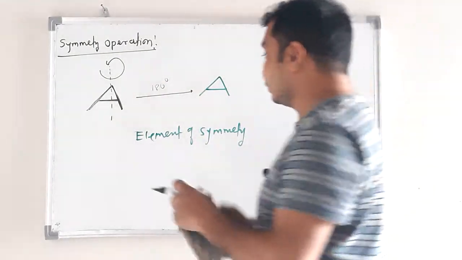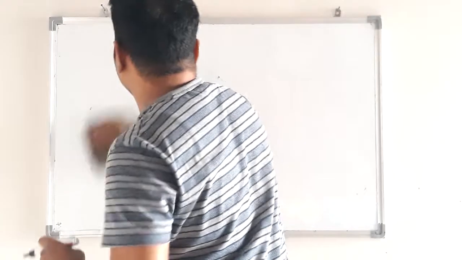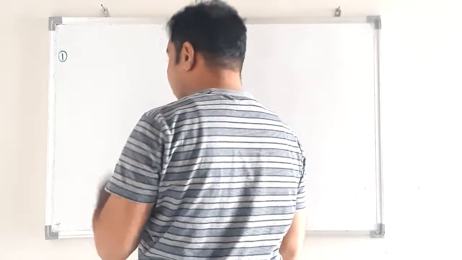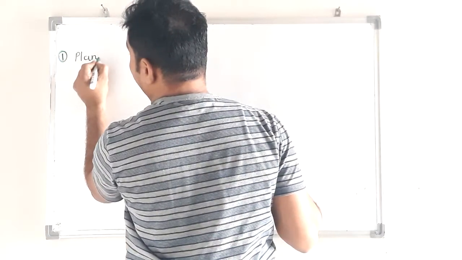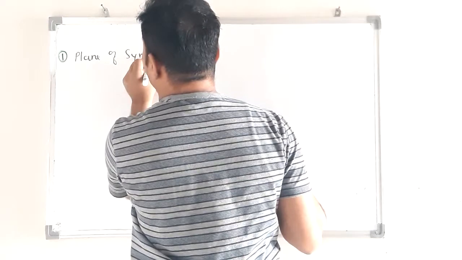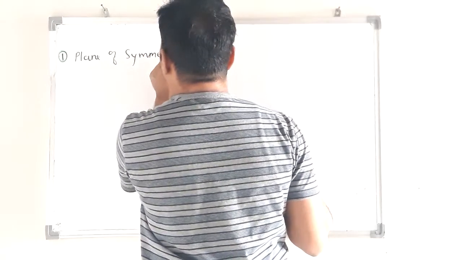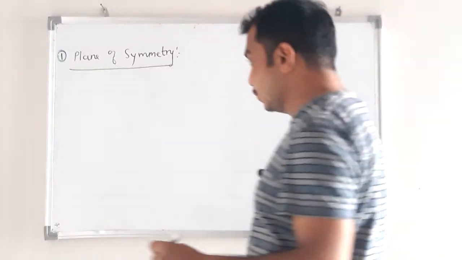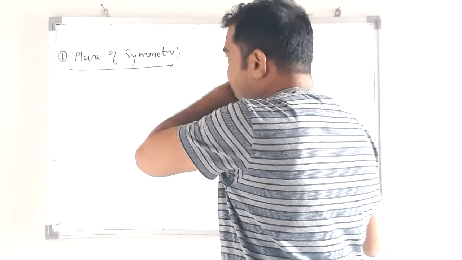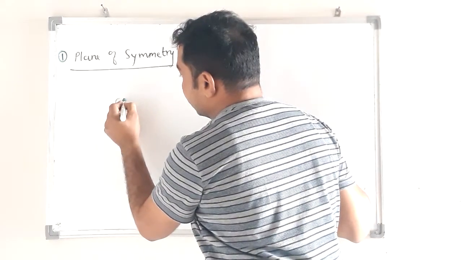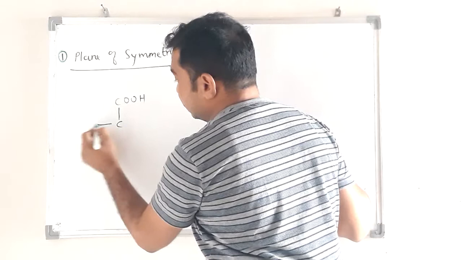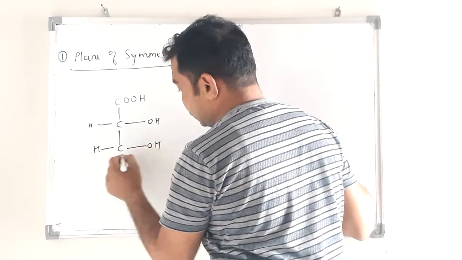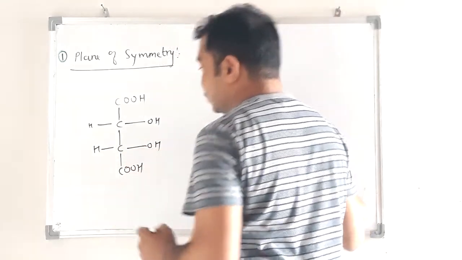Okay, let us see. First, plane of symmetry. What is this? Plane of symmetry. Consider one example: tartaric acid. This example we have to cover. This is the structure of tartaric acid.